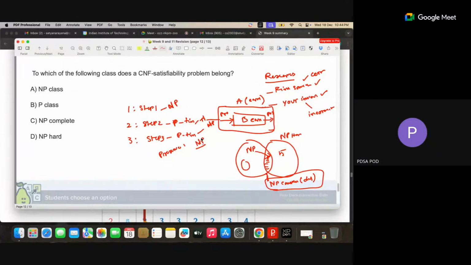So if a problem came from NP hard to NP, you are intimating to somebody that some part of the solution we solved, please proceed with the solution. Clear? Yes, sir. So for some part, if there is no opposition, nobody is disapproving us, then it is NP.